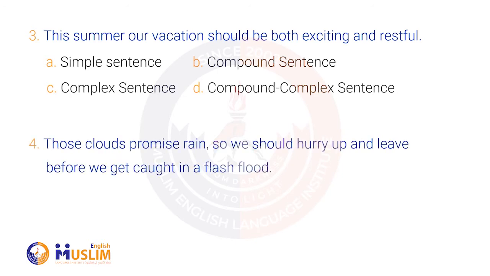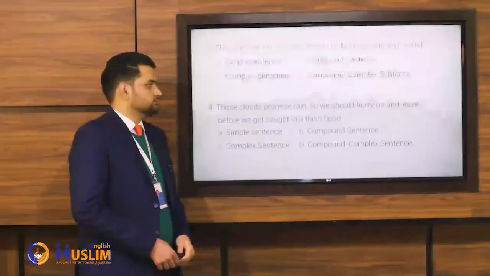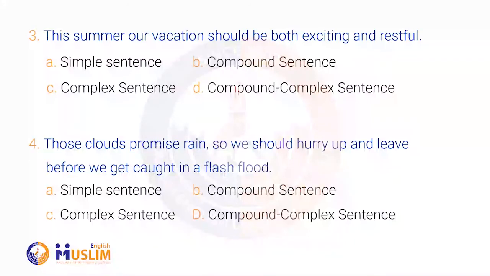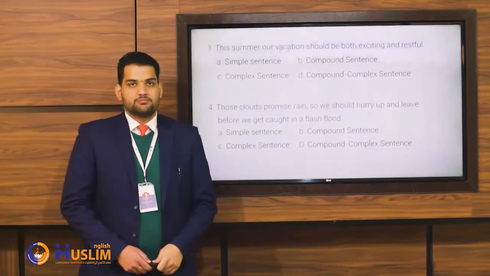Those clouds promise rain, so we should hurry up and leave before we get caught in a flash flood. What is it? Let's find out. Those clouds promise rain, it's an independent clause. We should hurry up and leave, this is another independent clause. Before we get caught in a flash flood, this is the dependent or subordinate clause. So in total, we've got a compound complex sentence because we have got 2 independent clauses and 1 dependent clause.